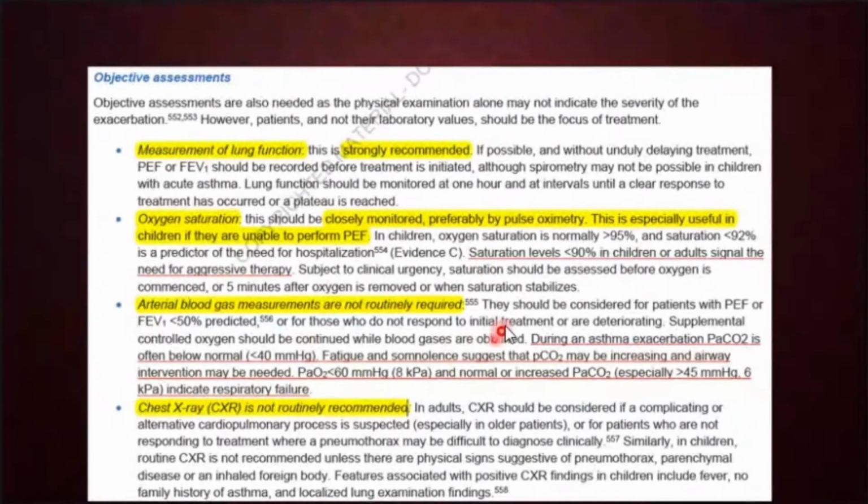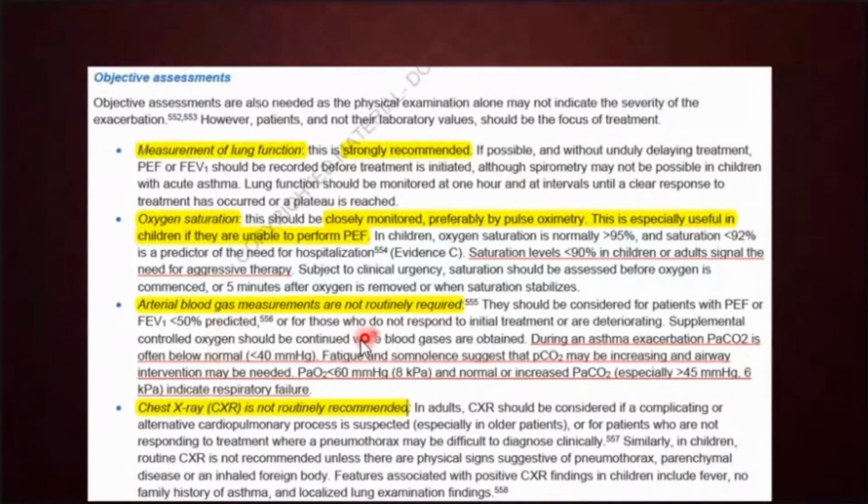Arterial blood gases, unlike in COPD, are not routinely required in asthma, because most of the time in an acute exacerbation, we will not see the classical blood gas picture like we see in COPD, where there's hypoxemia and hypercarbia. In asthma, because of hyperventilation, because they're breathing out very fast, because of the high respiratory rate, the CO2 will at times be less than 40.